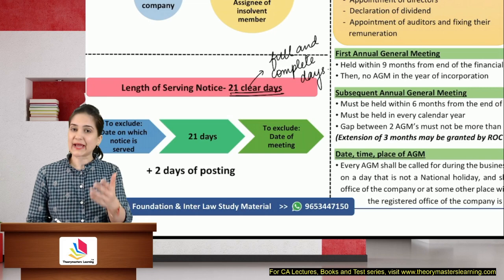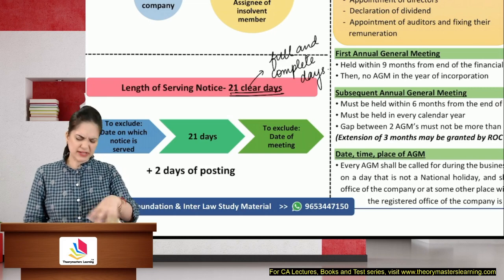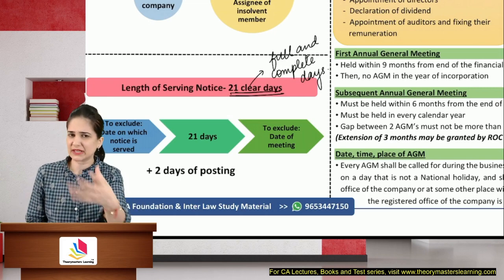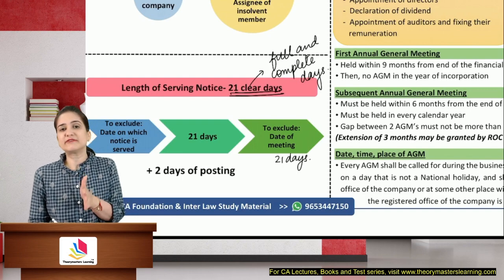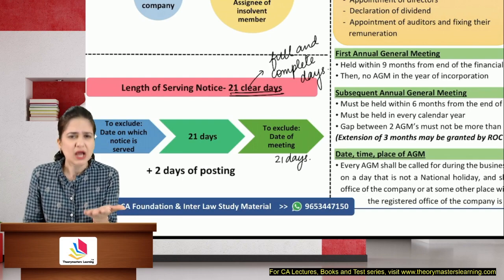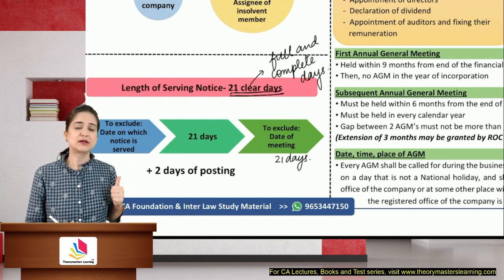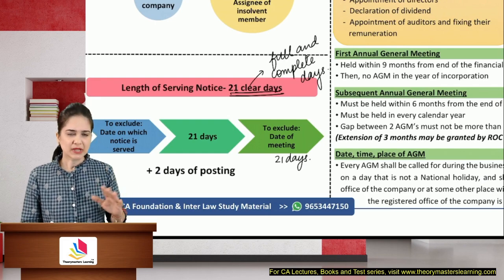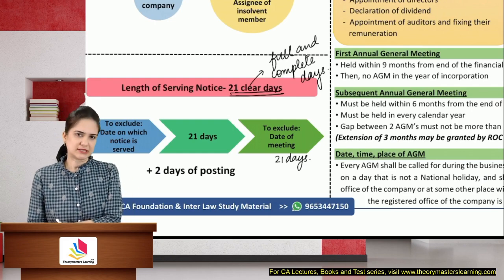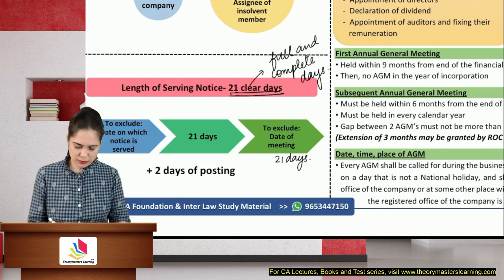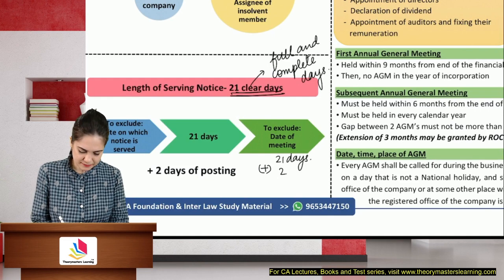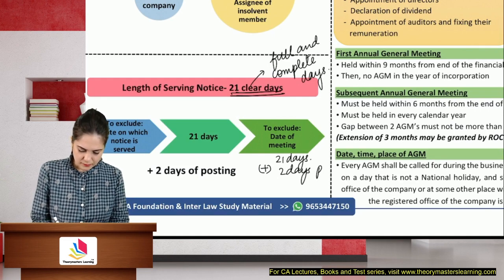We should, for calculating 21 days, exclude something. I'll explain first the example and then I'll read the theory with you. So we need to give them 21 clear days of notice. So if I want to give them 21 clear days of notice, how many days before the meeting should I dispatch my notice? If I want 21 clear days, so I will write 21 days. Then if I'm sending it by post, I will also have to consider 2 days of posting.